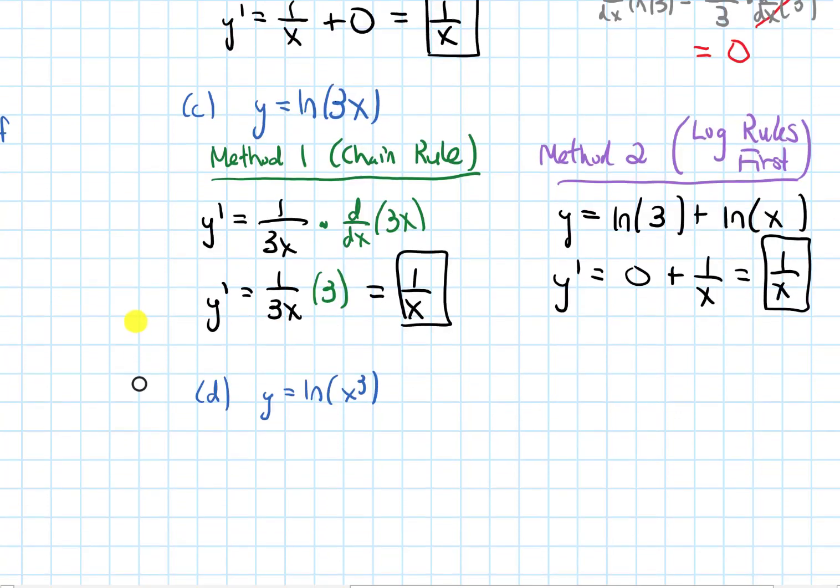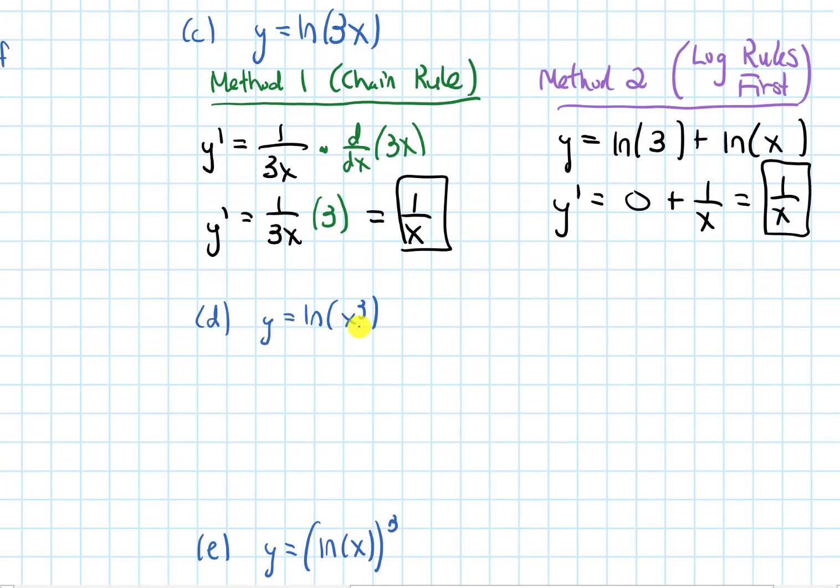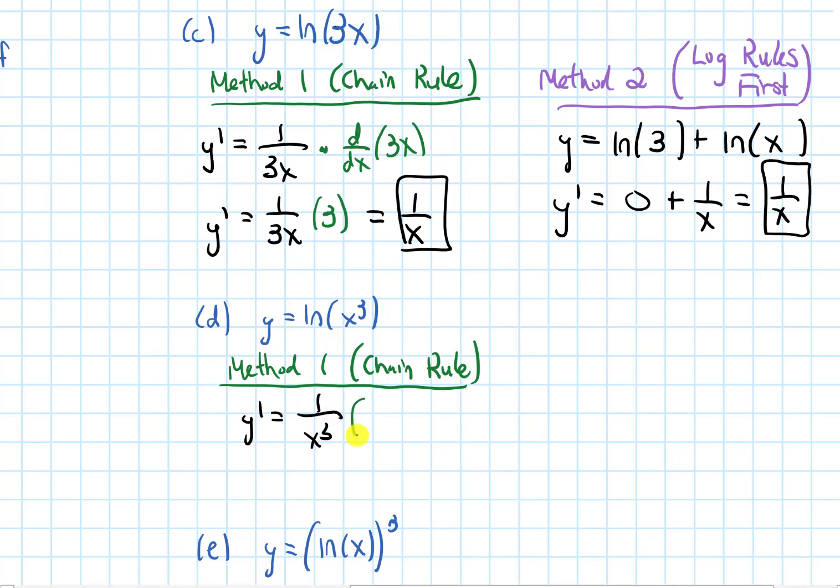All right, let's do part D. This time we have ln of x to the third. And with this as well, I'm going to do it in two ways. Method 1, we will do chain rule because we have ln of some stuff. Chain rule will say when I do the derivative, we'll get 1 over the stuff times the derivative of the stuff. That's 3x squared. And I can cancel some x squareds and get 3 over x.